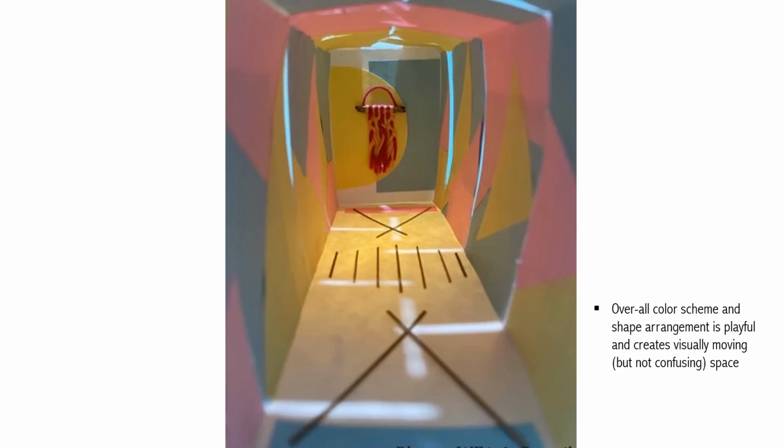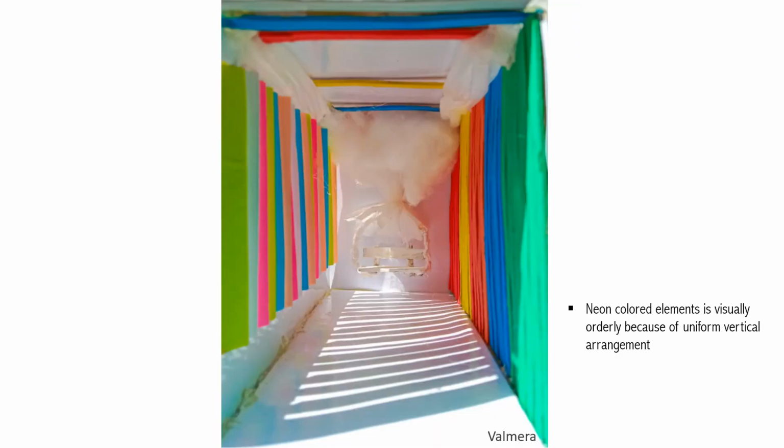Okay, next, the overall color scheme and shape arrangement is playful and creates visual movement but not confusing space. Perhaps because of the color combination chosen. It's on the light side, candy-like. So even with all the layered textures and multicolors, it is all still very visually coherent. We also notice here that the end product is totally out of league in a sense, which I think is a very surprising contrast. Okay, next, this one.